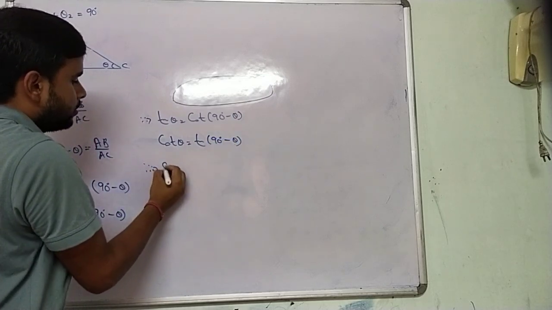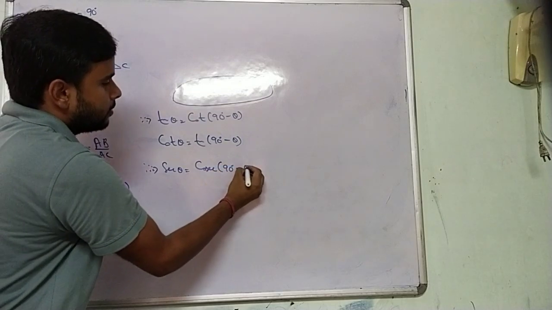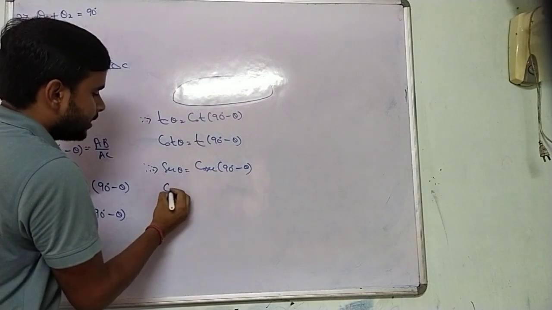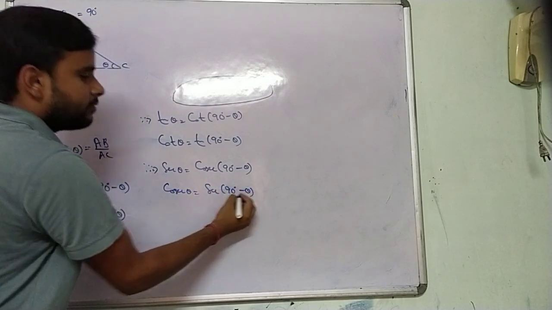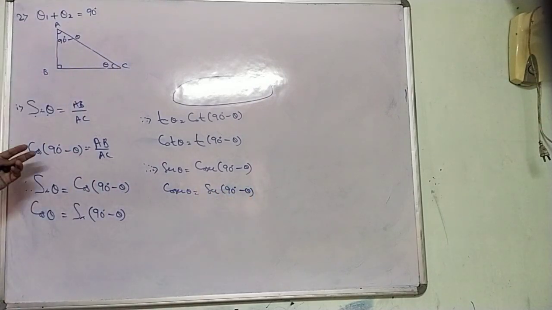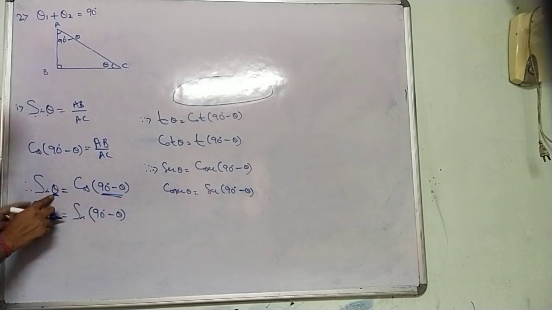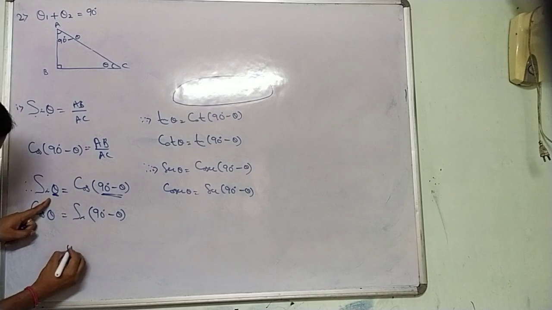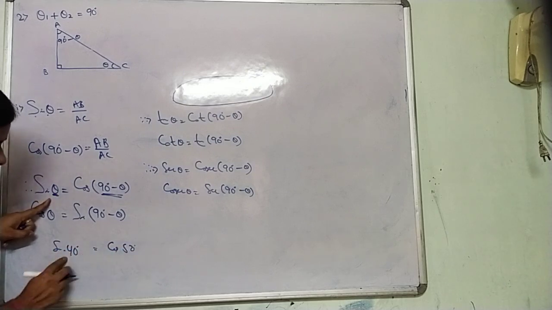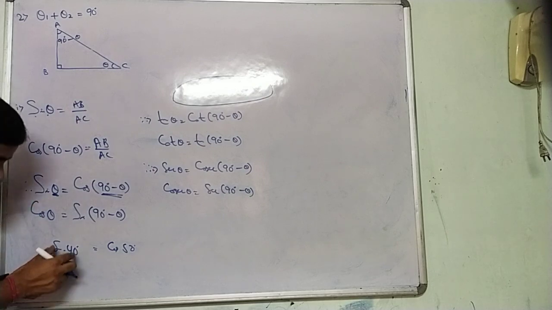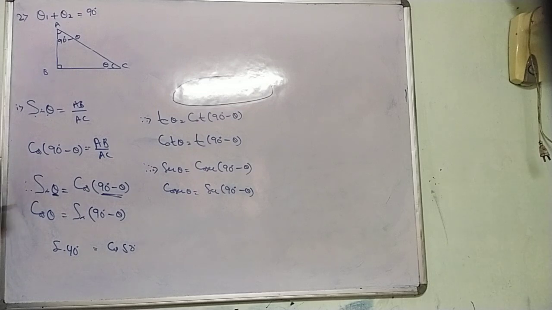Sec theta equals to cosec of 90 minus theta. And cosec theta equals to sec of 90 minus theta. Fine everyone? Okay. So we have derived the relationship between their angles. If suppose two angles are complementary, let's take 40 and 50, then sine of 40, cos of 50 will be what? Equal. The sine of 40 ratio, cos of 50's ratio, both will be what? Equal. Is this okay everyone?